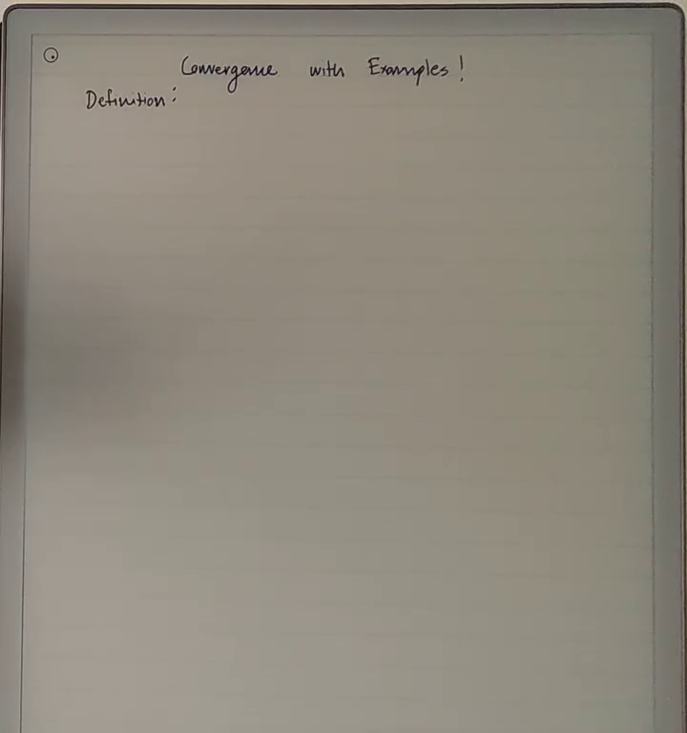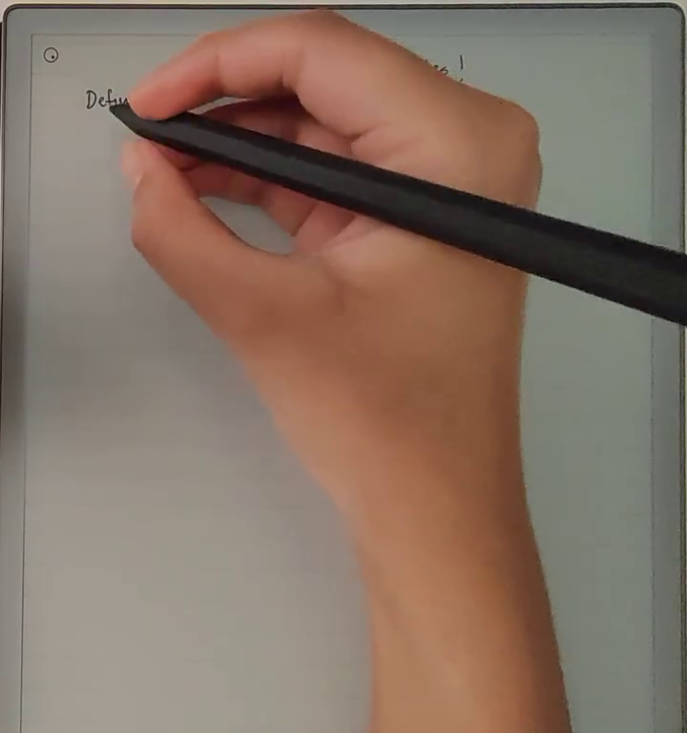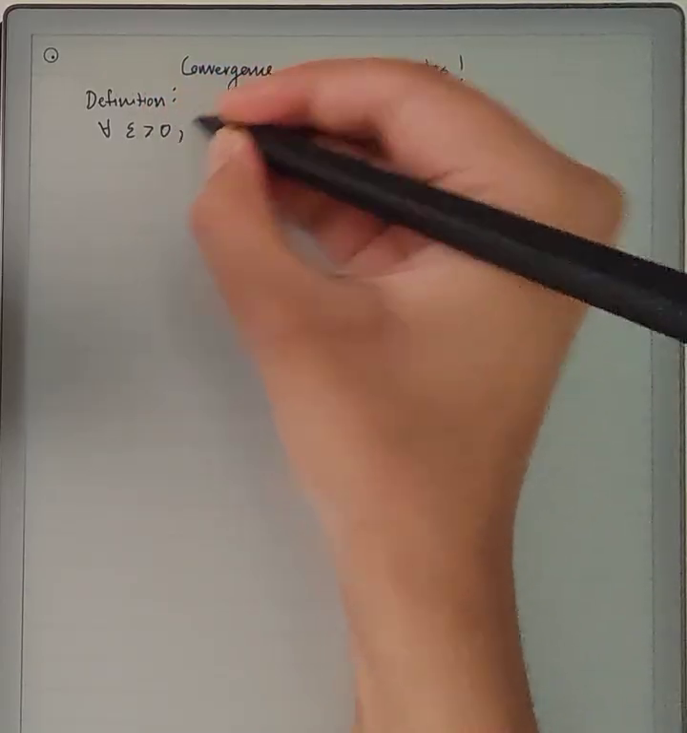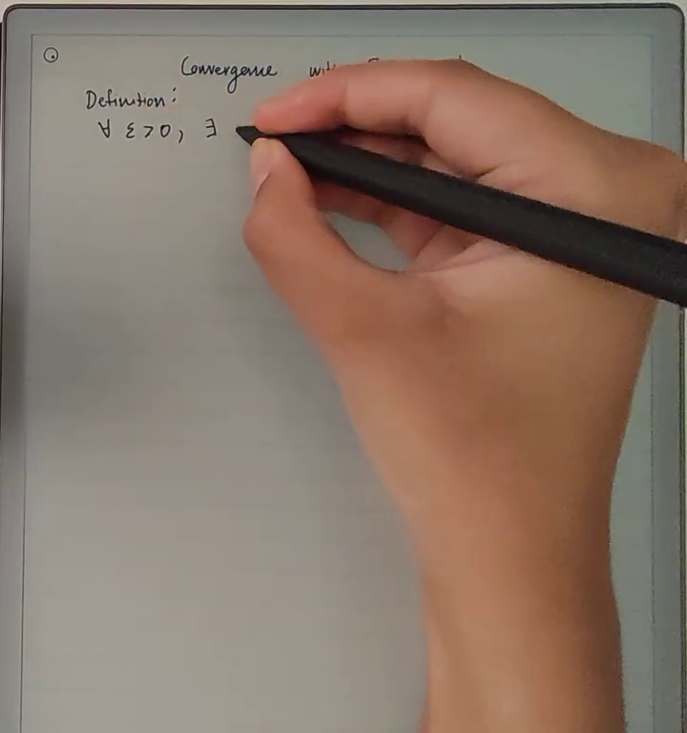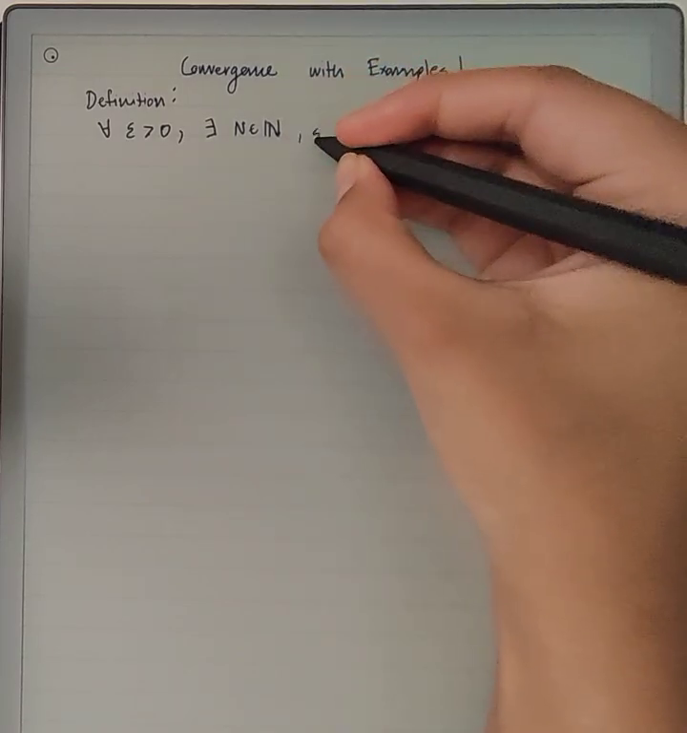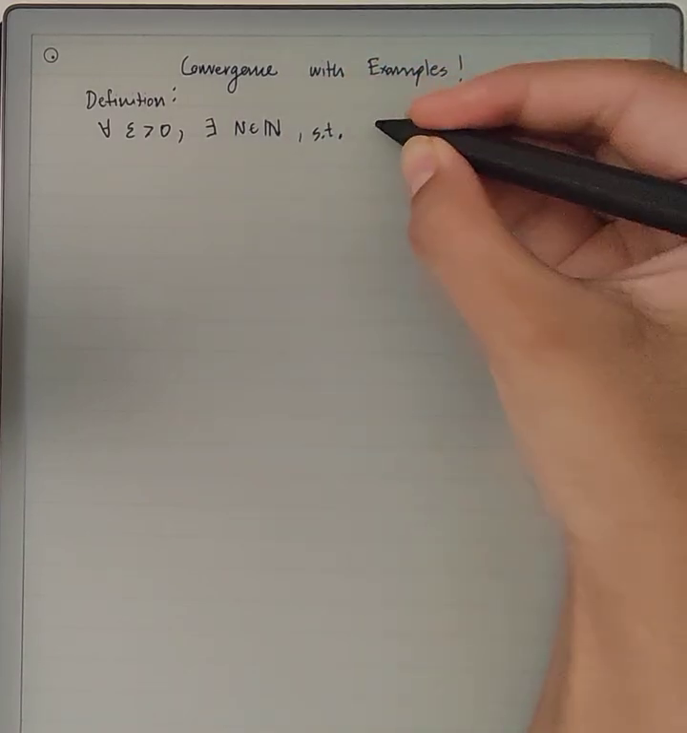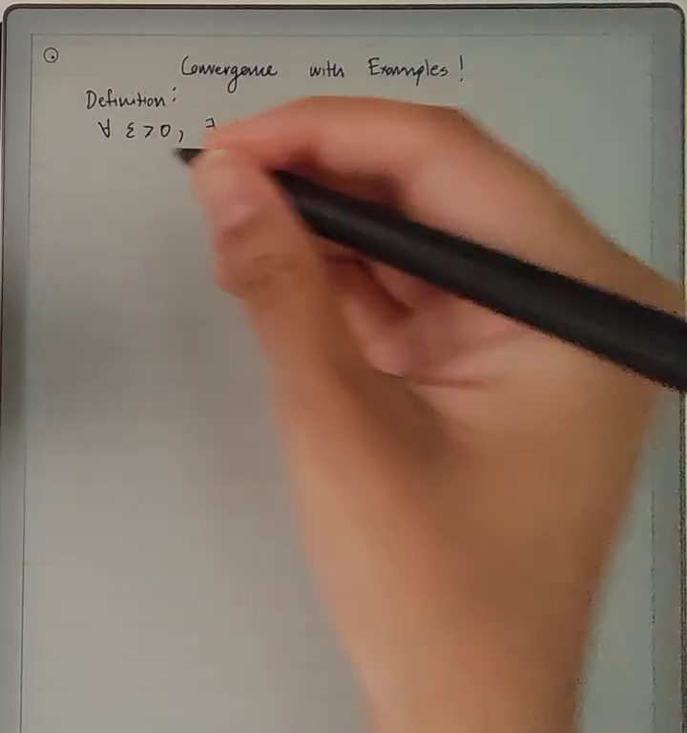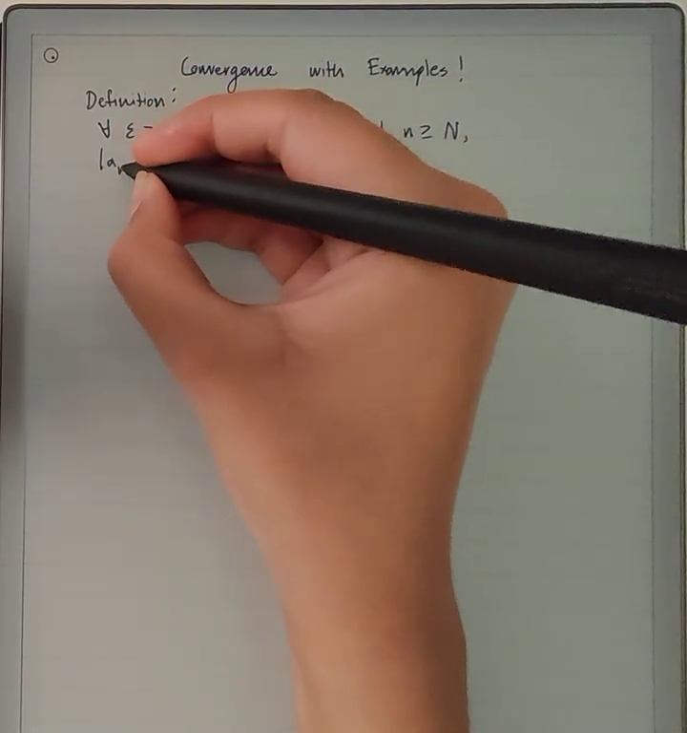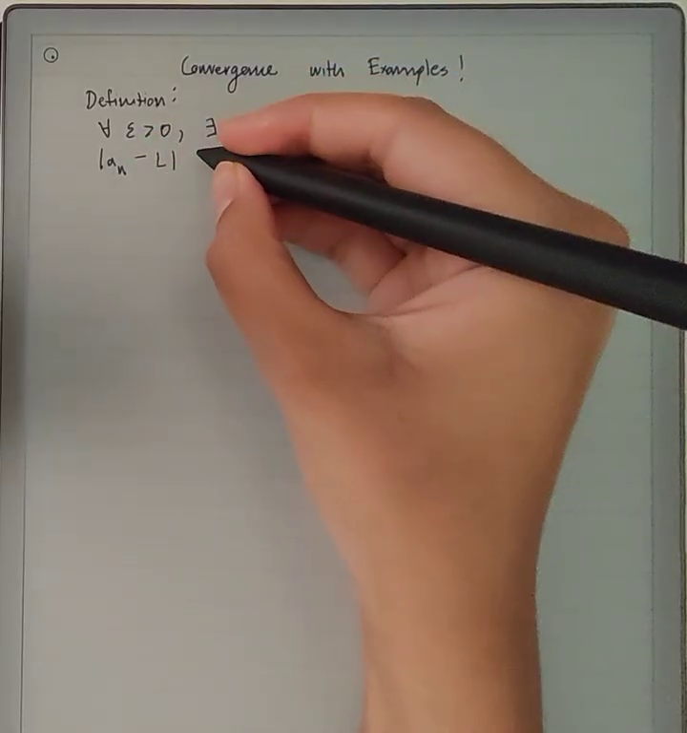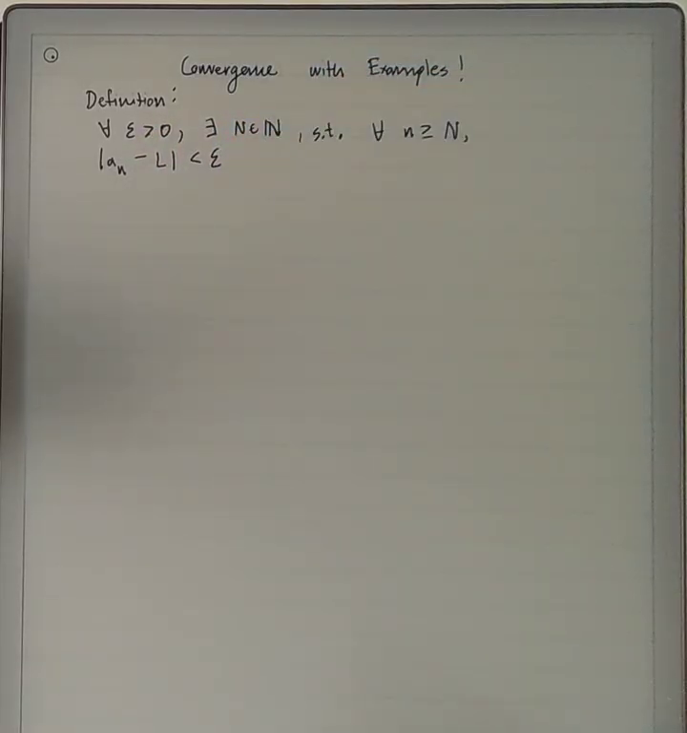Okay, so let's get started. We will do a quick recap of the definition. So, for all epsilon greater than 0, there exists some natural number n such that for all n greater than or equal to n, my sequence a sub n minus its limit L, and the absolute value of that will be less than epsilon.